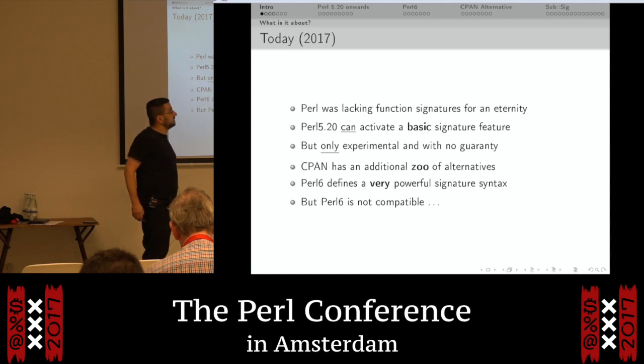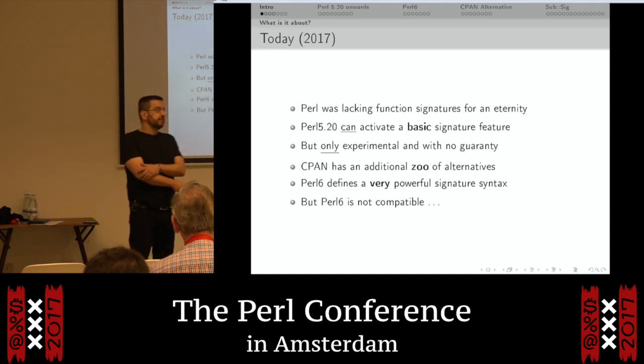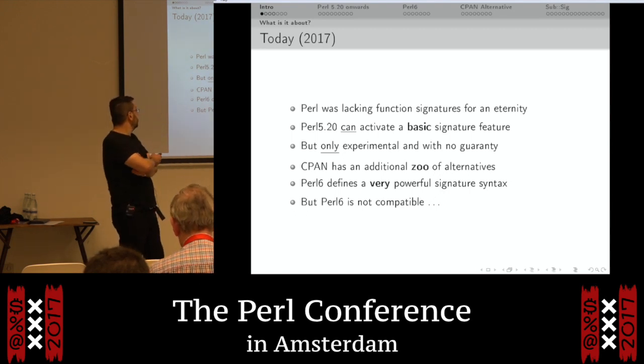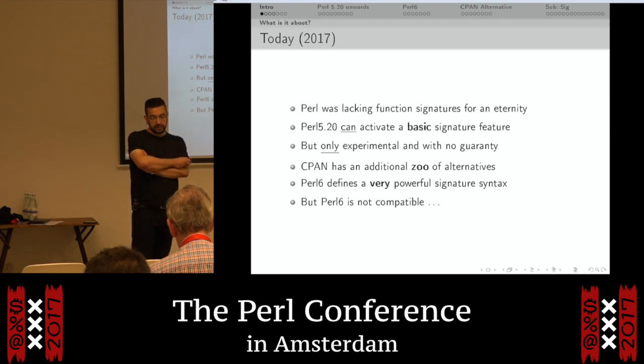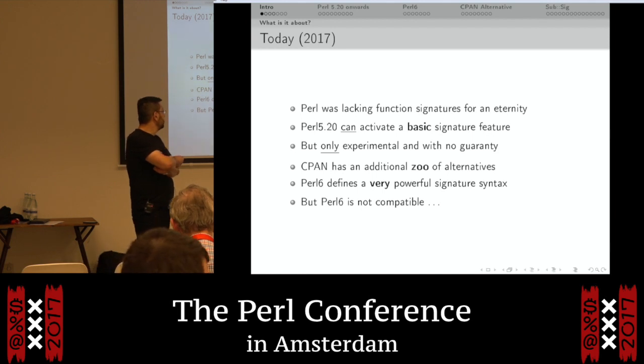So what's the situation today? Perl was lacking function signatures for an eternity. In 5.20 we now have an experimental feature for signatures. Perl6 is defining a very powerful signature syntax, and 5.20 is far behind it. It's experimental, it's not compatible to 6, and CPAN additionally has a zoo of alternatives.